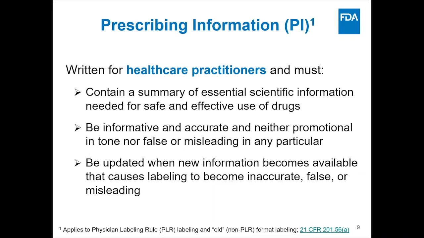Information in labeling must be informative and accurate, and it must be updated when there's new information that causes the labeling to be inaccurate, false, or misleading. After approval, and we'll talk about it later, the labeling information changes over time. If a product was approved in 1980, over time that changes. There's new scientific information. There are new studies. So it changes over time.